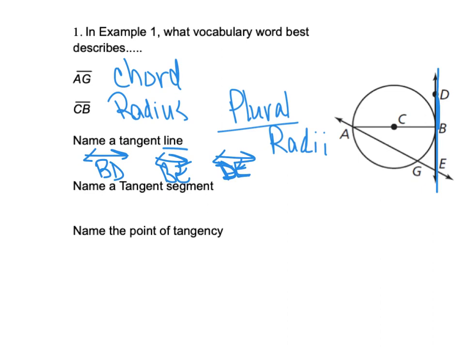So if we were talking about a tangent segment, it would be any one of these from up here, except it would not have the line over the top, it would have a segment over the top. And then the point of tangency, remember, is that point where the tangent line intersects the circle. In this case, the point where it intersects is at point B.